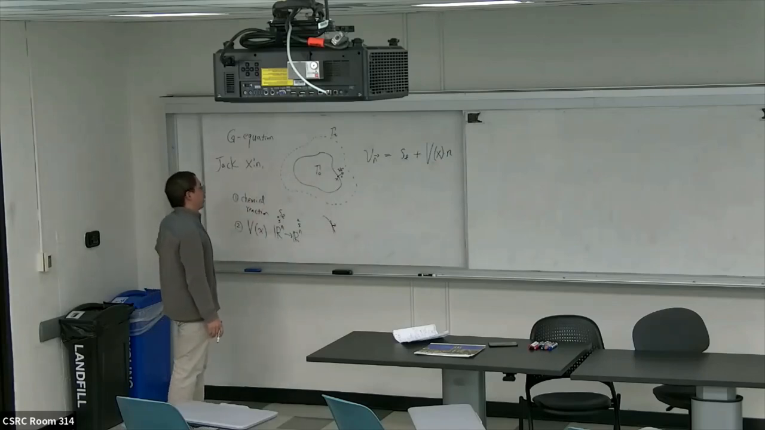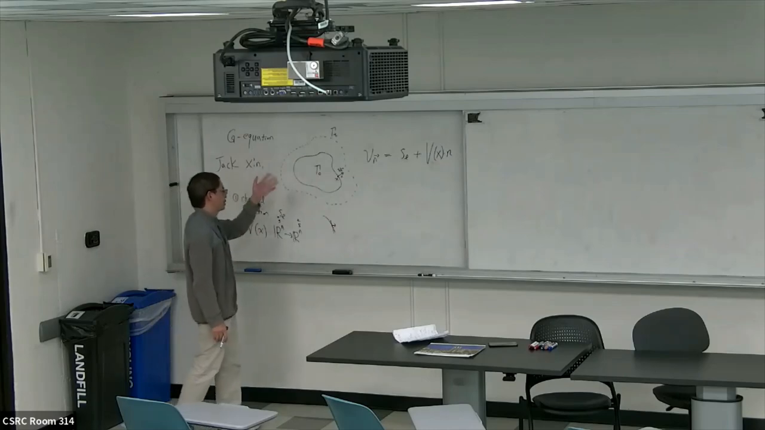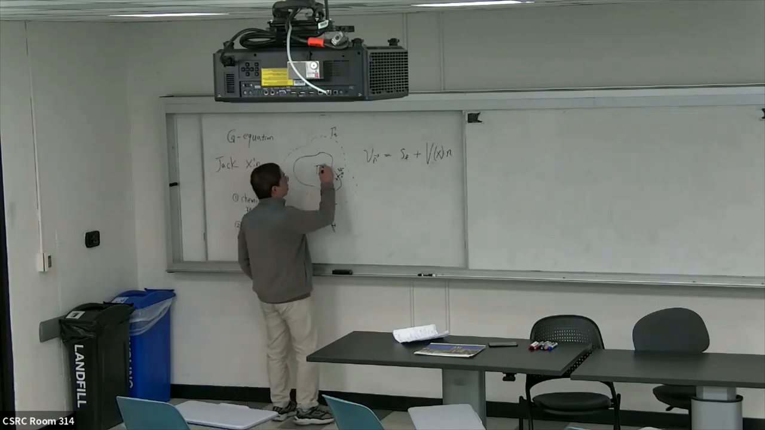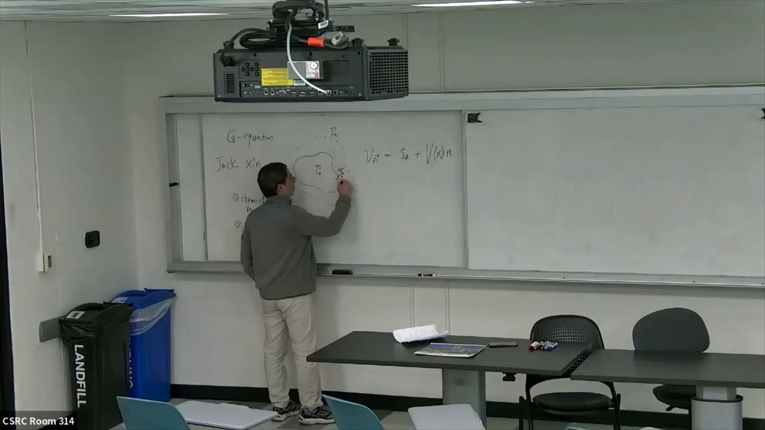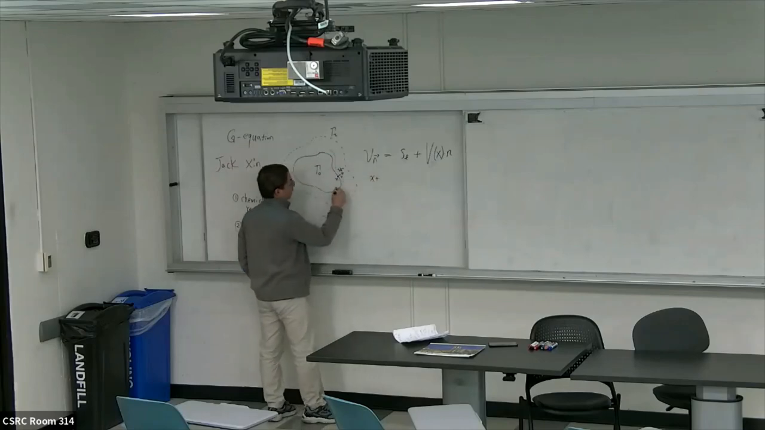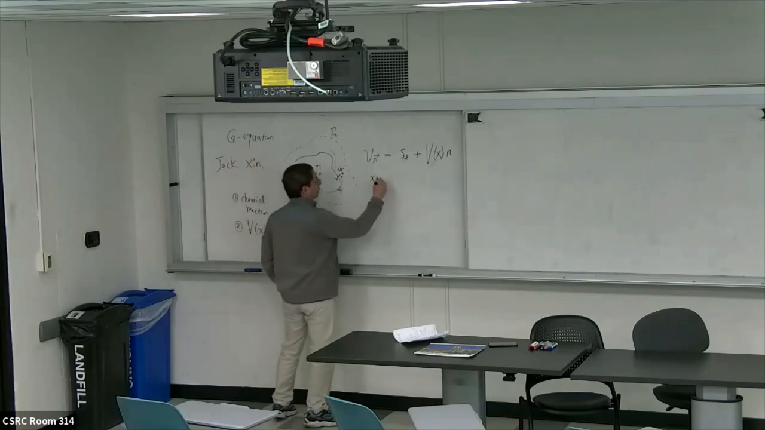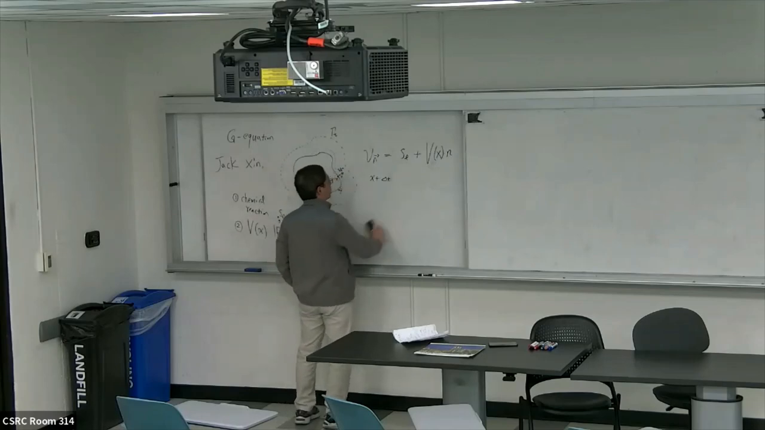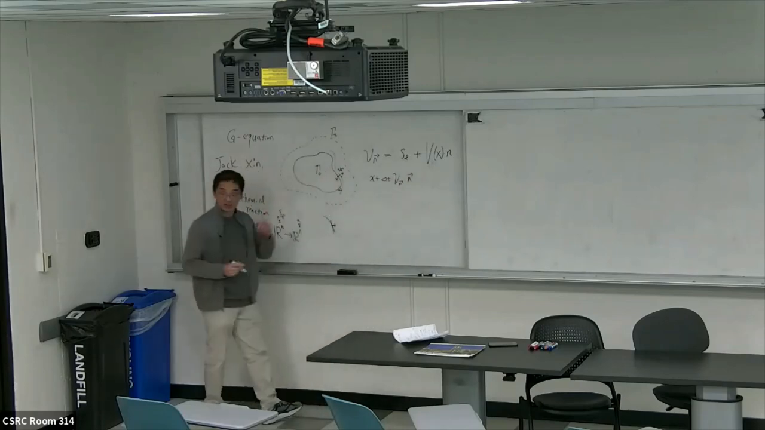What can you do? One natural way is to just discretize. If you don't like the continuum, let's discretize. That means at the next moment, where will x be? x will move to x plus delta t times this. So it's S_L plus b dot n, the normal velocity, and it moves along the normal direction. So that's the next step.